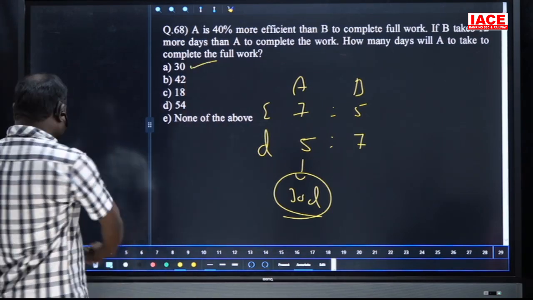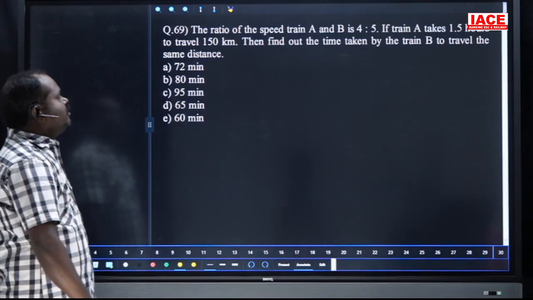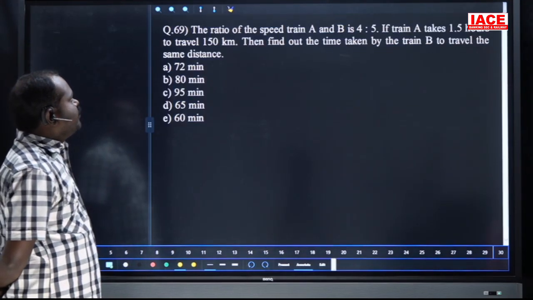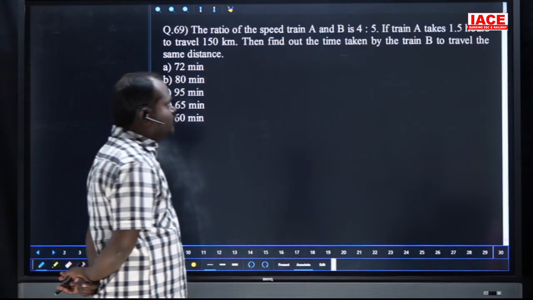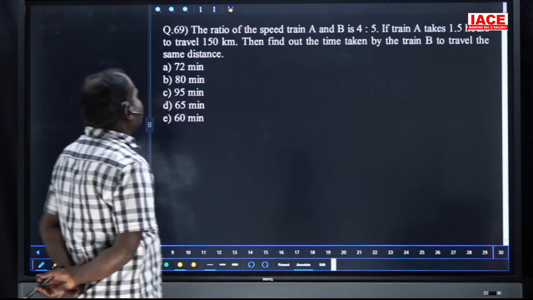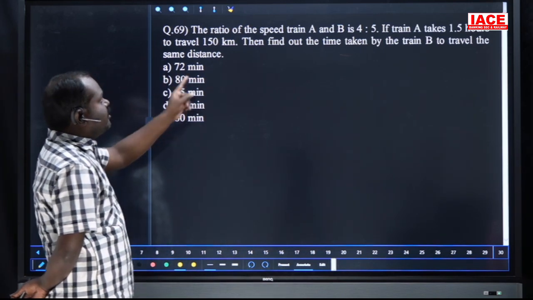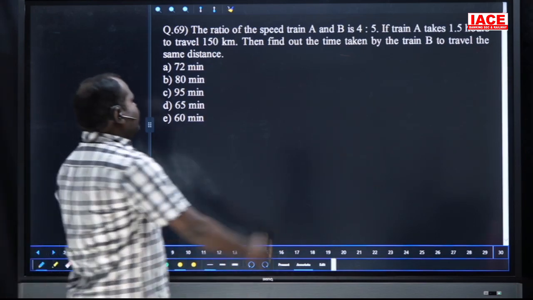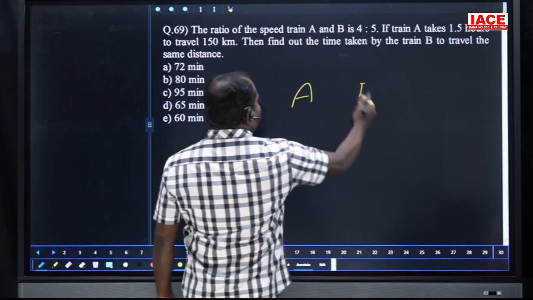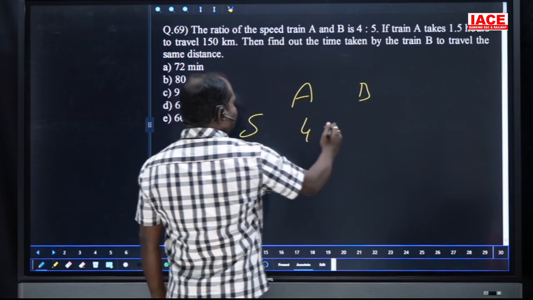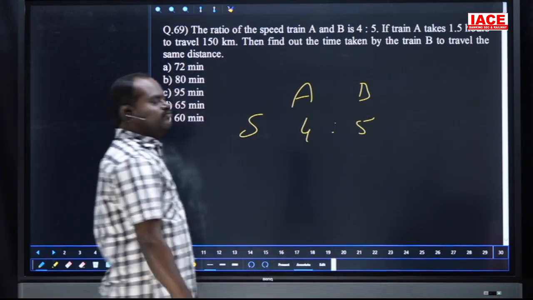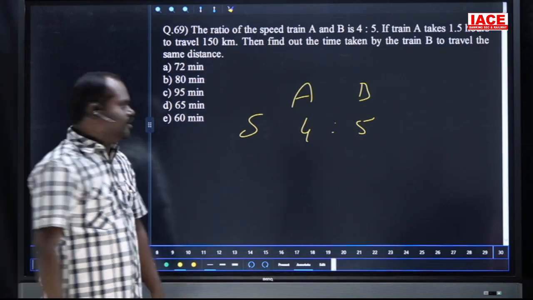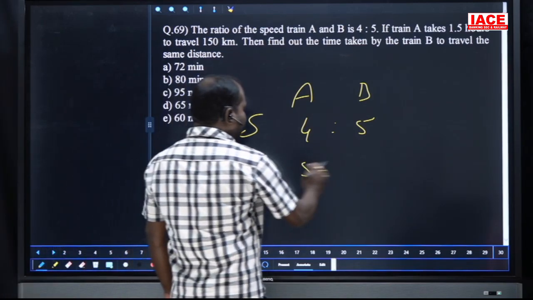Next. The ratio of the speeds of train A and train B is 4:5. If A takes 1.5 hours to travel 150 kilometers, then find the time taken by train B to travel the same distance. A and B speeds ratio is 4:5. If the speed ratio is 4:5, the time ratio will be the inverse of that, so the times ratio will be 5:4.